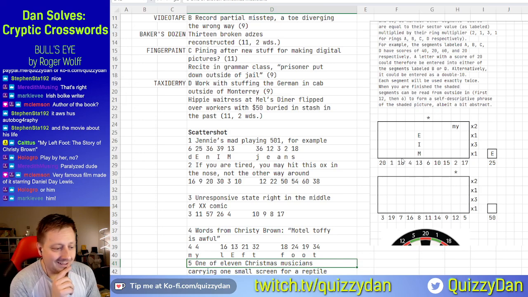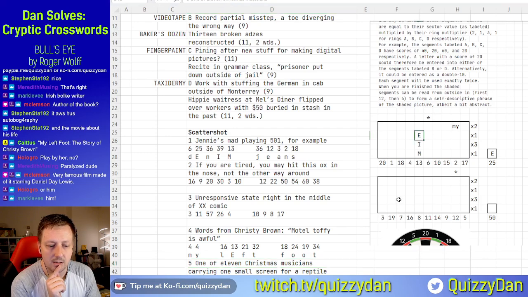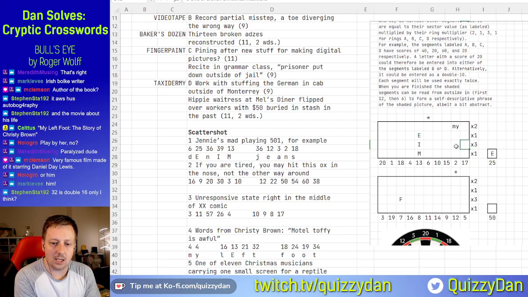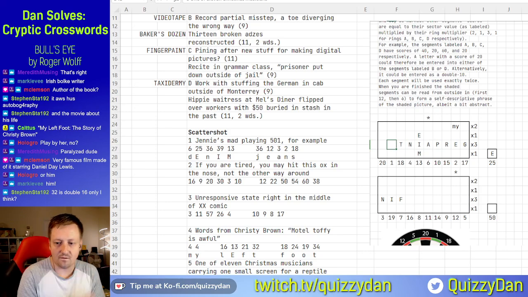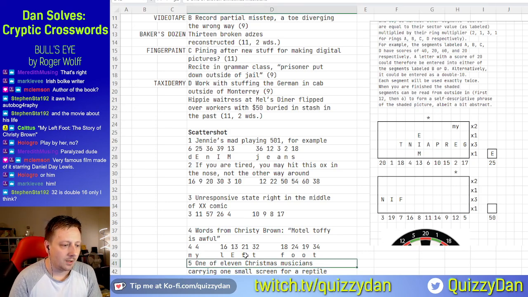F for 21, 777. Is that the only thing it can be? I think it is the only thing it can be. 777. It's 21, it's not a double. Okay, so 777 21 is an F. Could be the F of finger paint. Fingerpaint. I'm calling it. I am calling it. Finger paint. So we've got that.